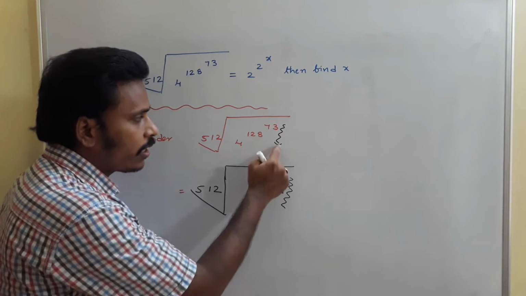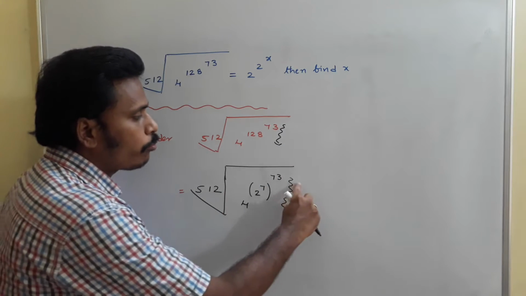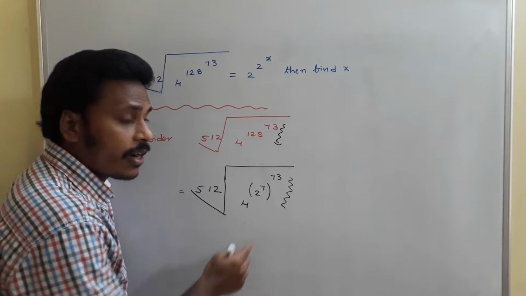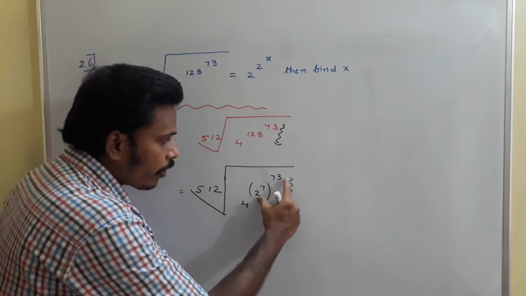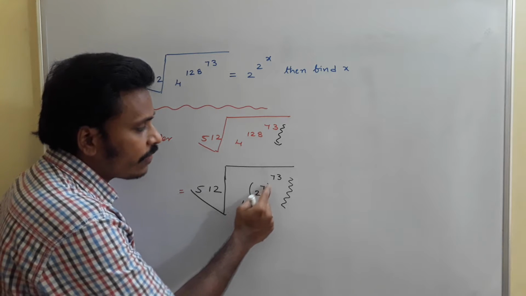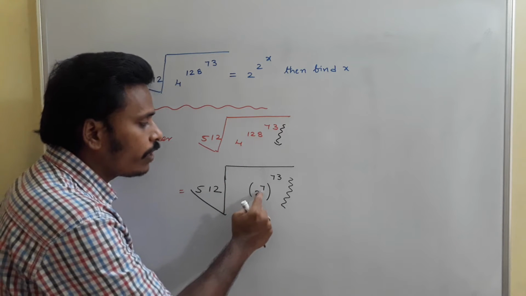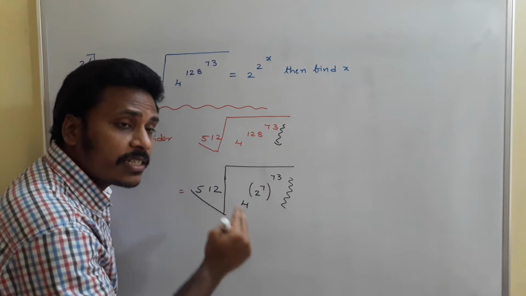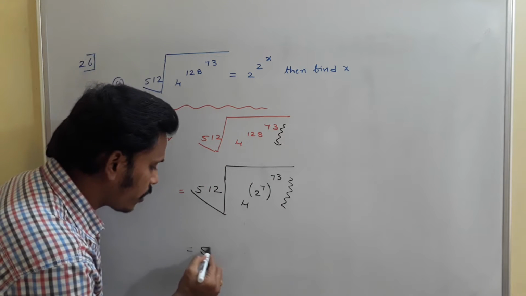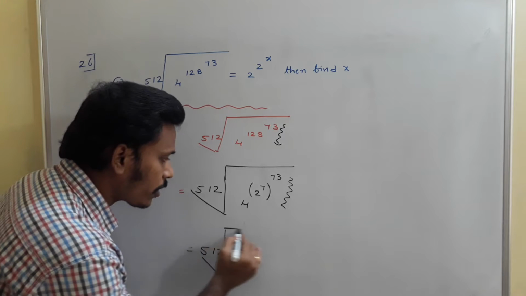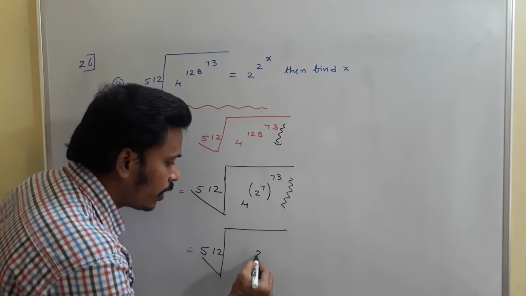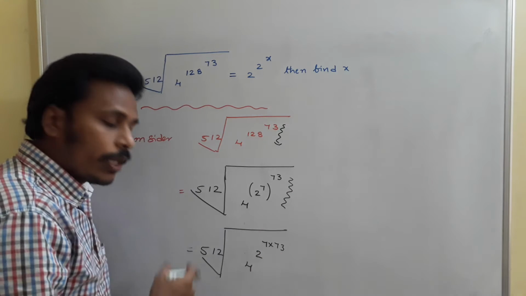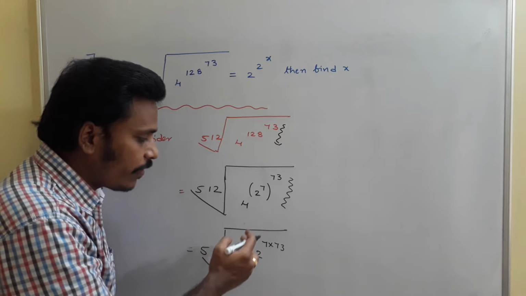I am just marking this for your understanding. There is no need to mark it in examinations, but for your understanding I am marking it like that. First of all, try to simplify this part, 2 power 7 to the power 73, where we need to use the law of exponents, a power m to the power n, which represents a power mn. So this is equal to the 512th root of 4 to the power 2 power 7 into 73.